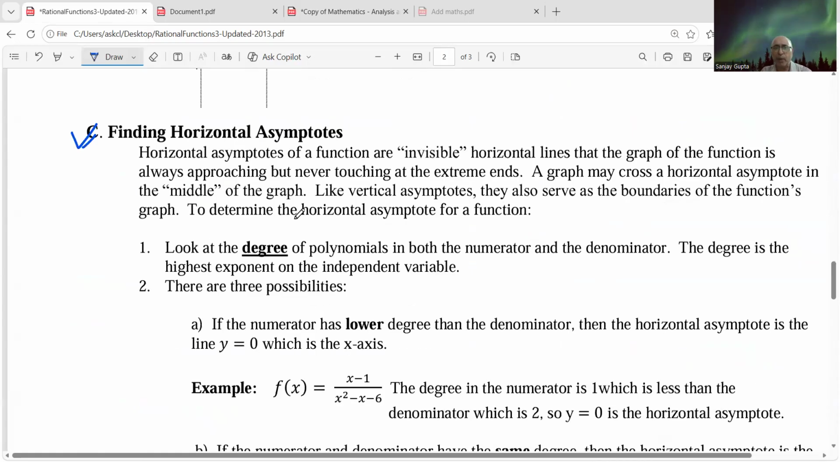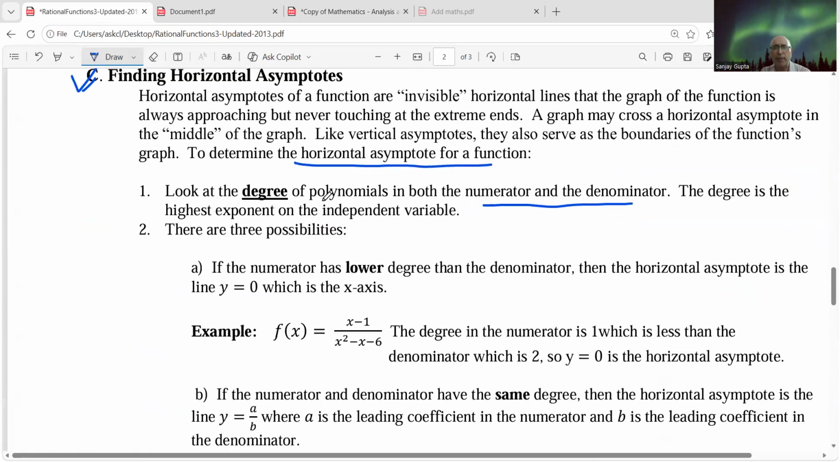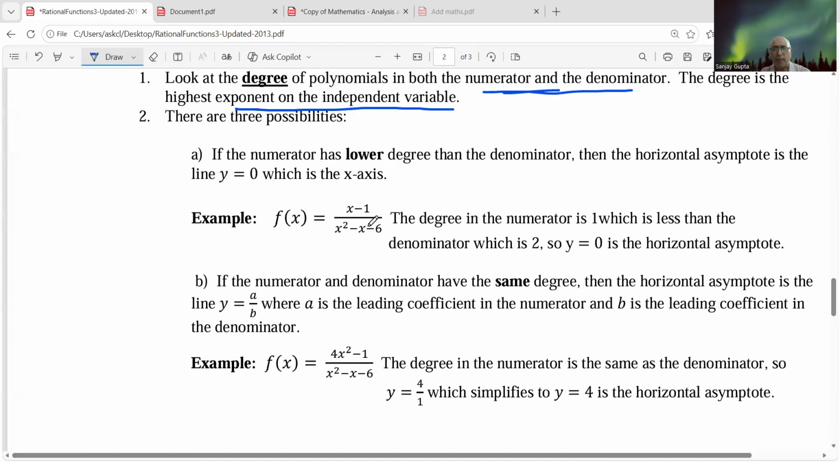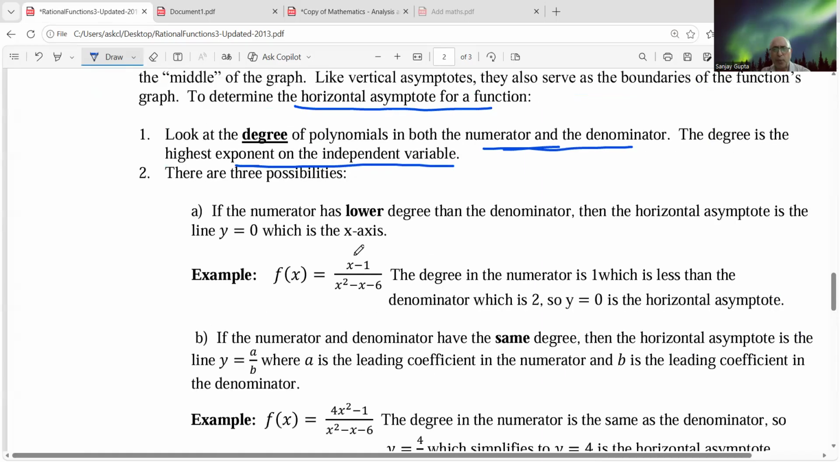So for finding a horizontal asymptote, the rule says first look at the degree of polynomial in both the numerator and the denominator. Degree means the highest exponent or highest power of the independent variable. More generally, it is the x. So if you look at the numerator here, it is x minus 1. What is the degree of x? It's 1, x to the power 1. In the denominator, it is 2. Right? So we have to look at the degree of x in both the numerator and denominator and then compare those.